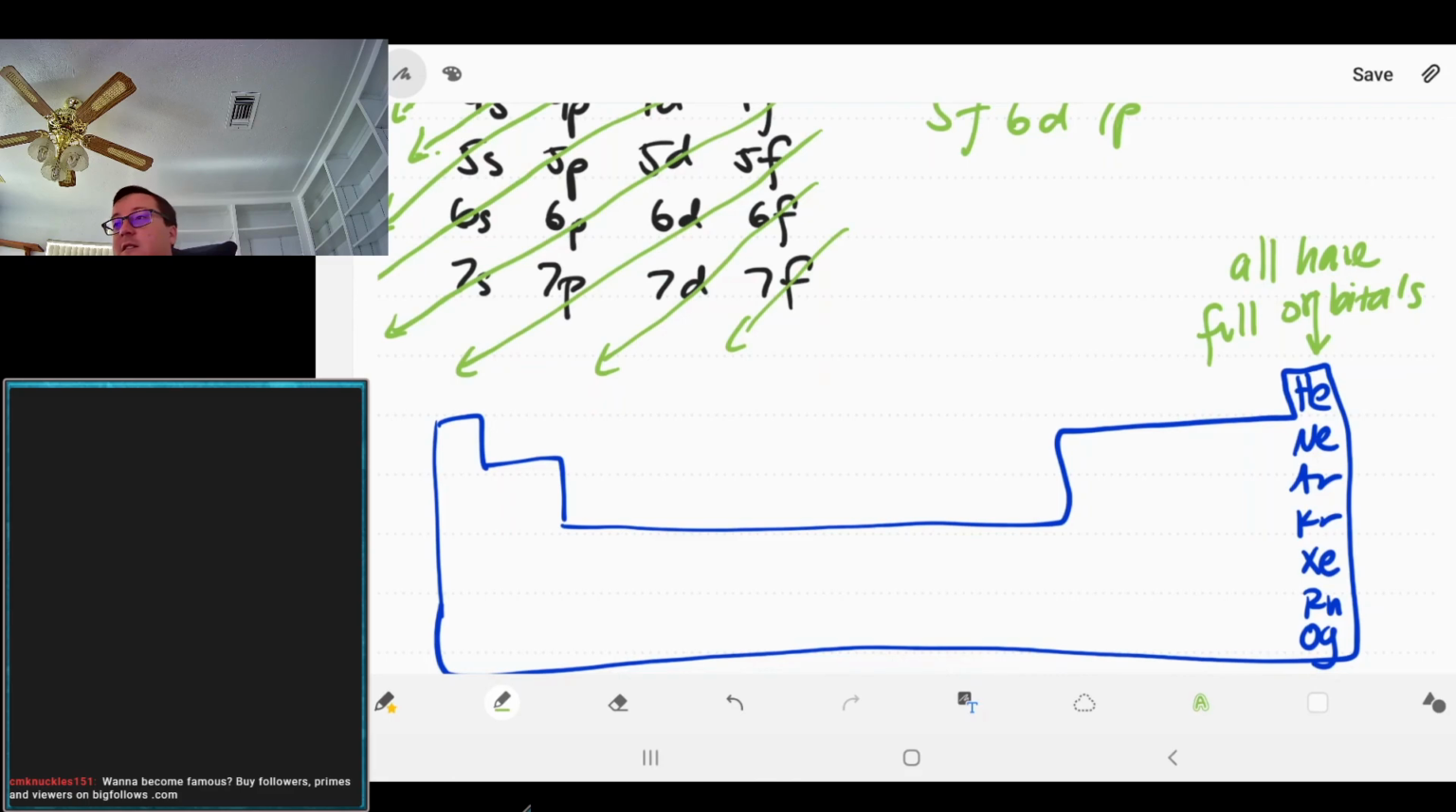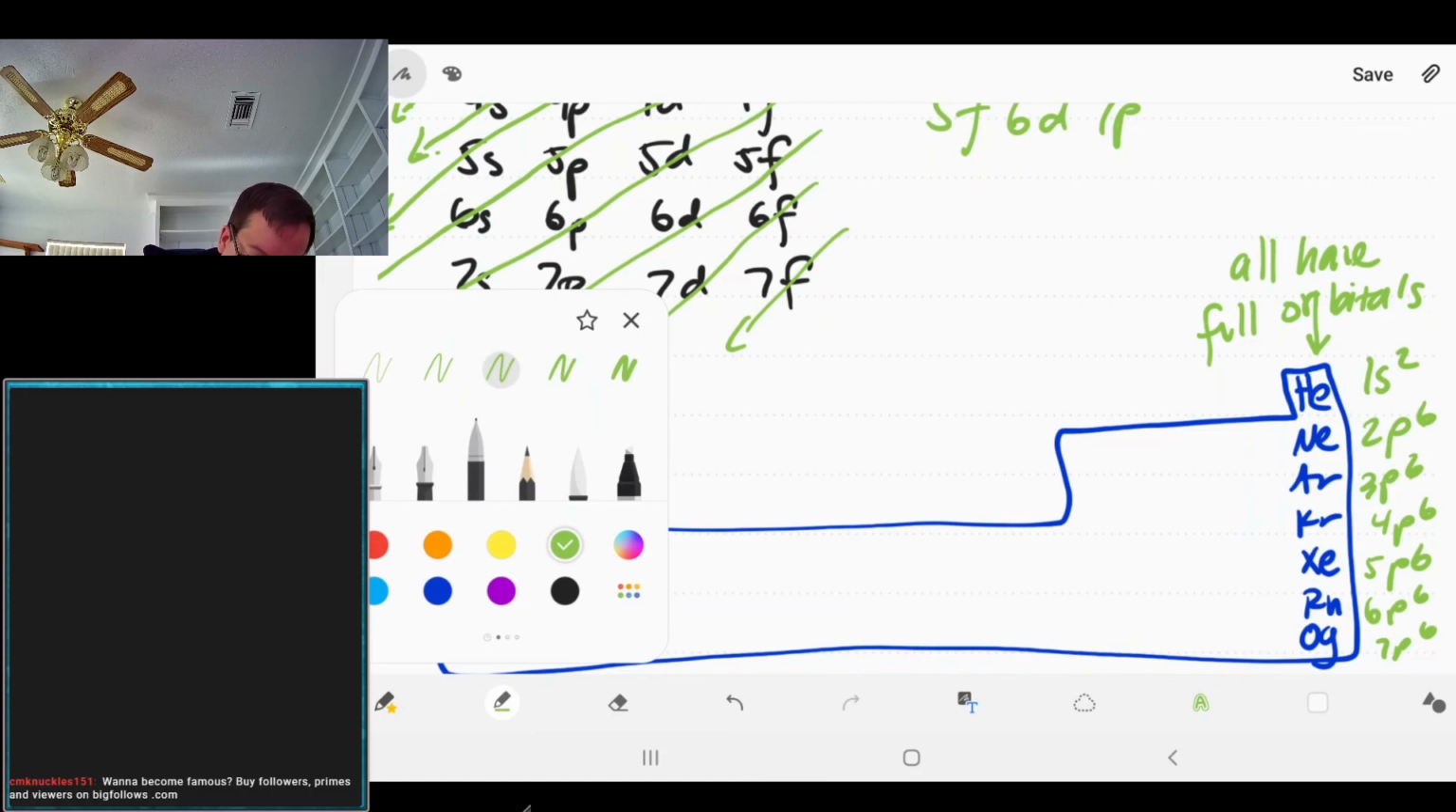Notice the noble gases have full orbitals. Helium is special, right? It's just 1s2. But neon corresponds with having 2p6 filled. All of these have their p orbitals filled otherwise. And so we can represent everything up until a p orbital as a noble gas.